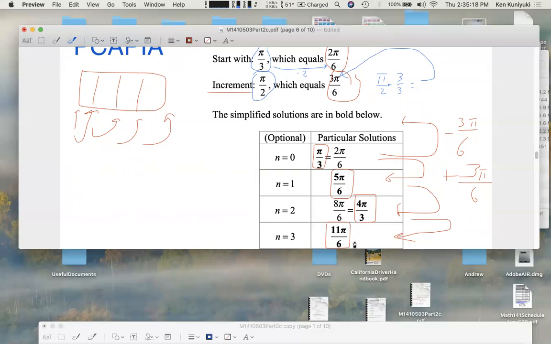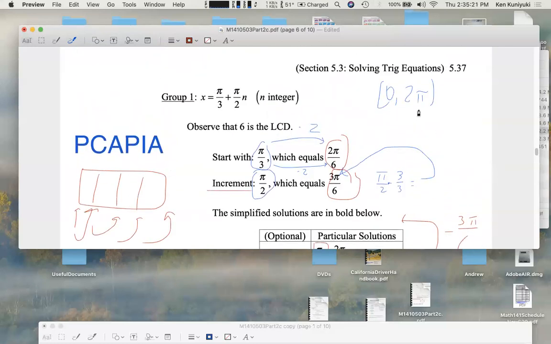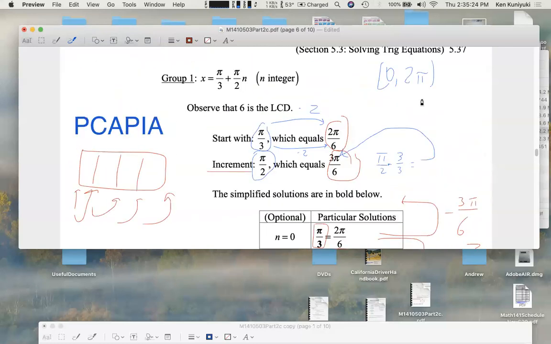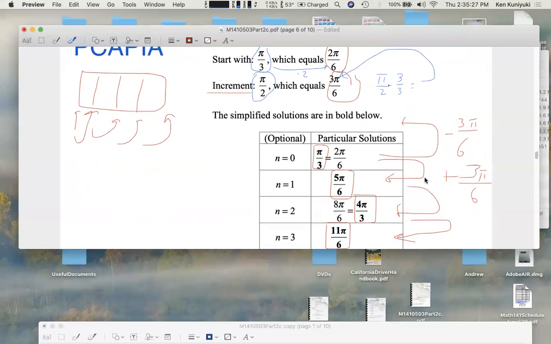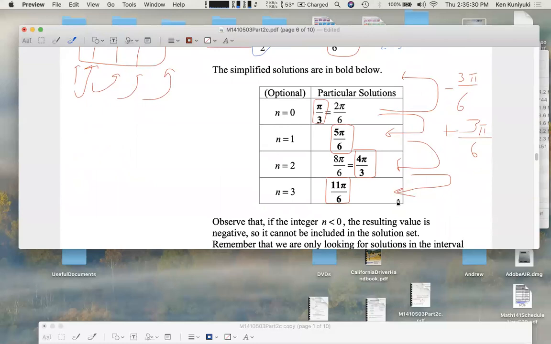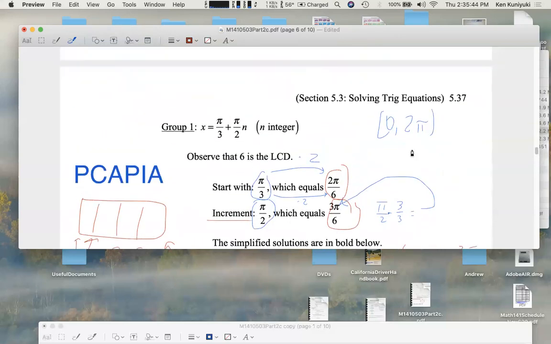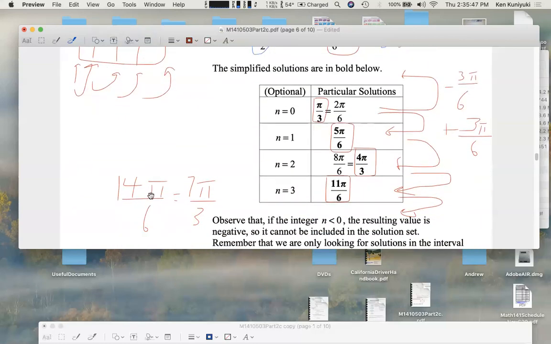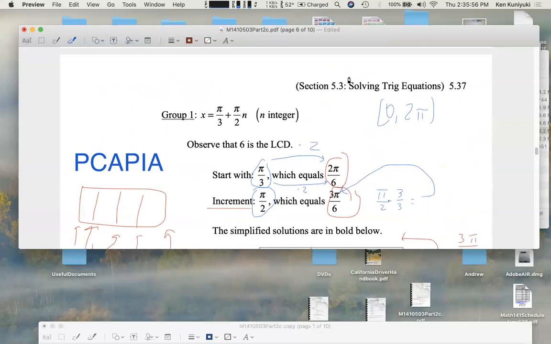Now notice 11 pi over 6, that's knocking on the door of 2 pi. 11 pi over 6 is just barely below 2 pi. So I think we're done. But just to be safe, let's think about it. What's 11 pi over 6 plus 3 pi over 6? That's going to be 14 pi over 6, or 7 pi over 3. Nope, that's too big. 7 pi over 3 is bigger than 2 pi. That's not going to be a solution that we want. So we cross that out. So these are the only 4 particular solutions we get from group 1 that are in this interval from 0 to 2 pi.